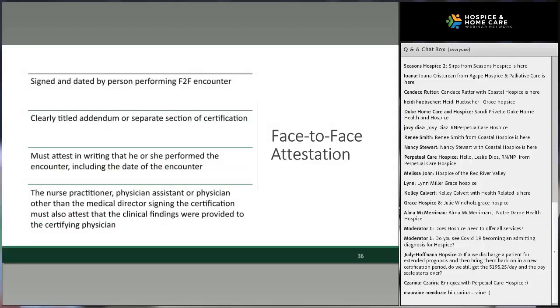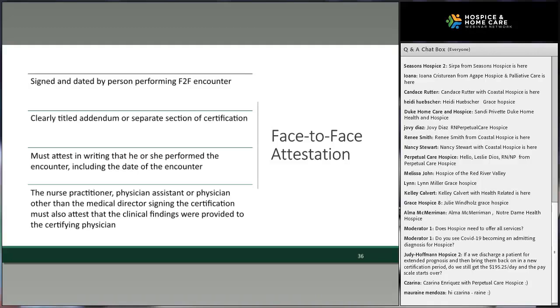Anything at all like that. And it needs to be signed and dated by the person who's performing it, clearly titled Addendum or a separate section of the certification. It must attest in writing that he or she performed the encounter, including the date of the encounter. And now one would think, you sign something, you say you did this. You would be surprised how many times it's difficult to find a date on an encounter. So do not take that sentence for granted, because it's important that there is a date on the encounter.